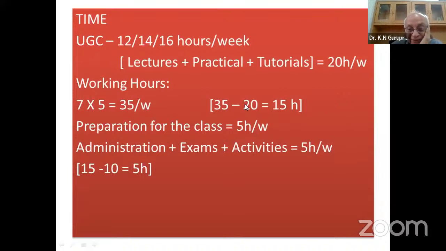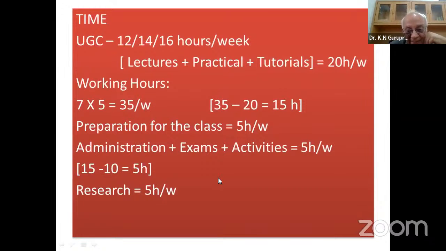Then in these 15 hours, you have to prepare for your classes also. So if you have a lot of teaching to do, then you require at least 5 hours per week. And you are also involved in administration, exam work and other activities in the institute. So if we even calculate it as 5 hours per week, all this will take about 10 hours away from your 15 hours, and that leaves you only 5 hours per week for research, which is very less.